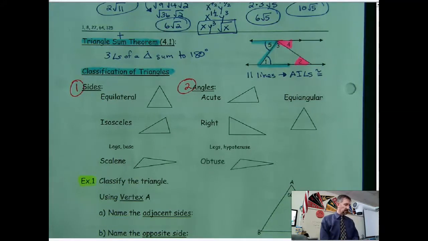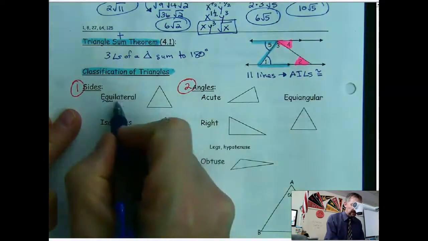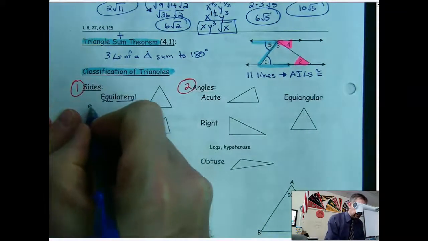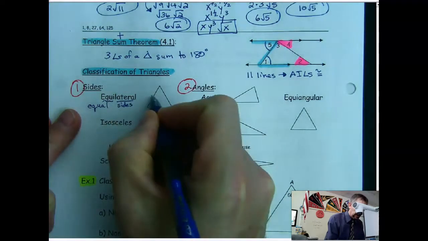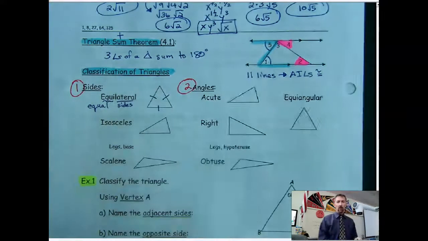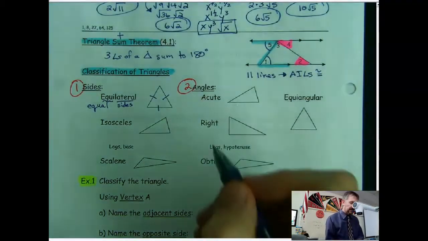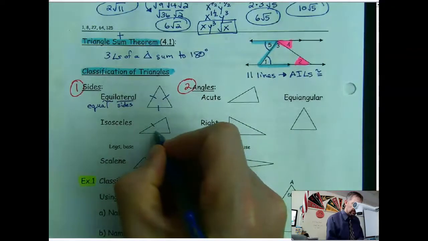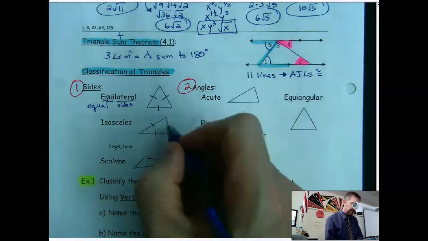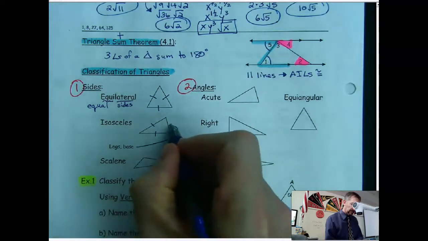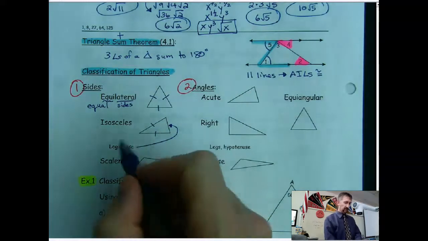Okay, so equa means equal, and lateral means sides, so this means equal sides. So an equilateral triangle is a triangle where all three sides are equal. Isosceles has two equal sides. Okay? The base is the side that's not equal. The two sides that are equal are called the legs.